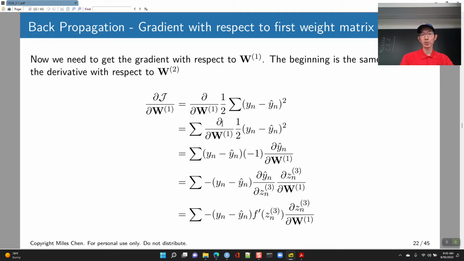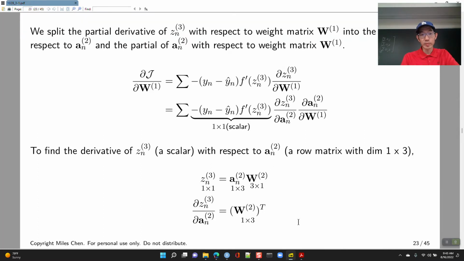We say, well, what changes when you change W1? Well, the only thing that changes when you change W1 is y hat, and so we expand this out, and then we say, well, how does y hat change with respect to Z3? And it's f prime, and then now we're going to ask, how does Z3 change with respect to W1? So again, similarly, how does Zn3 change with respect to A sub n, and how does A sub n change with respect to W1?